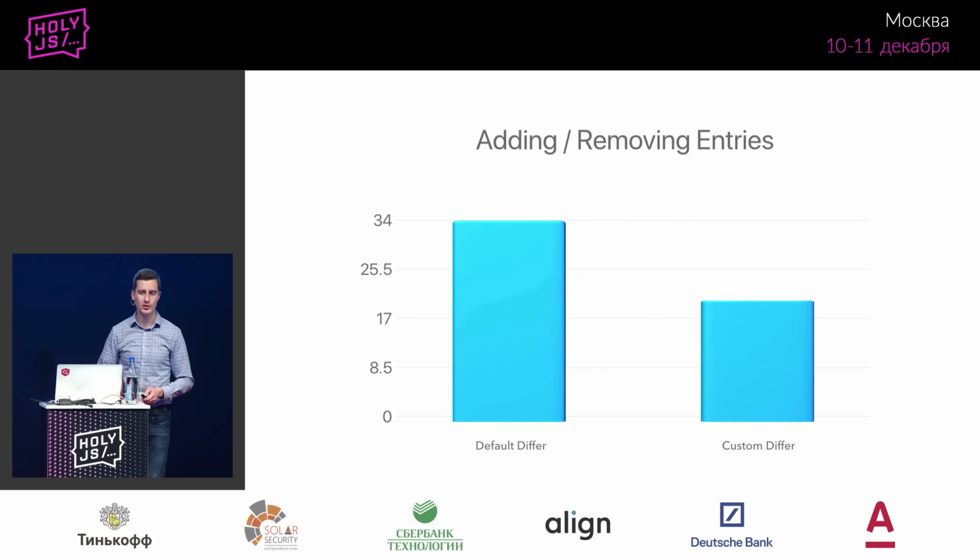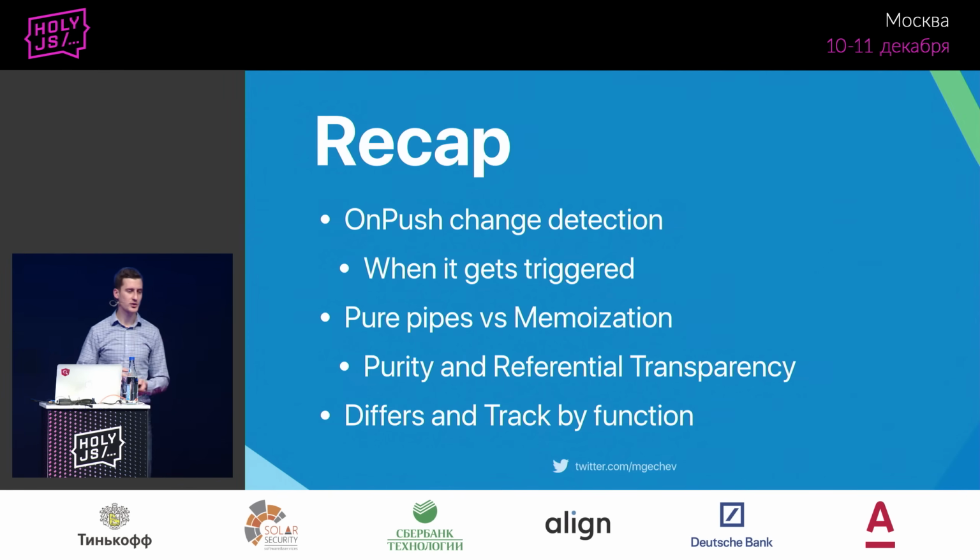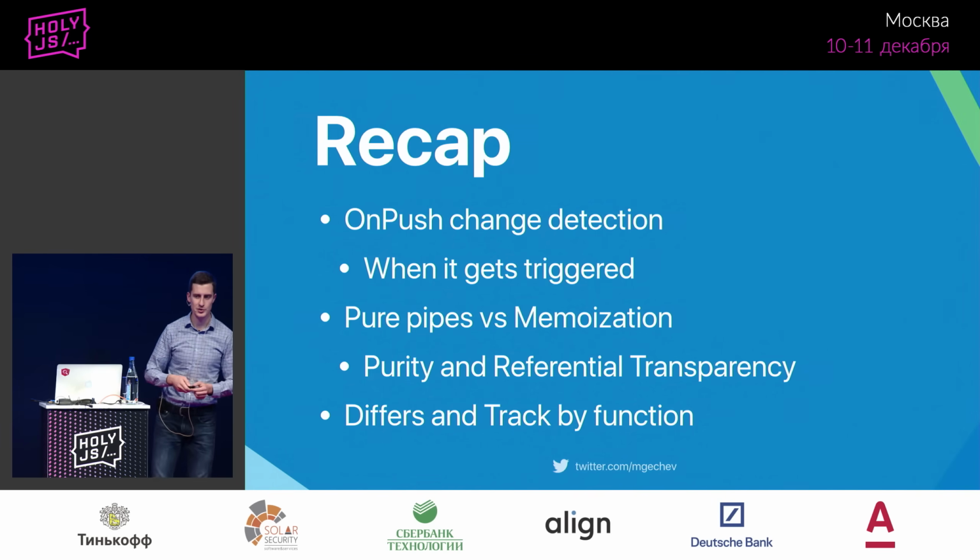So in recap, we can say that the on-push change detection strategy might not behave exactly the way that we expect every time, because it is going to trigger the change detection for a given component subtree, not only when the inputs of the given component change, but also when an event inside of this component happens. Also, we saw what the difference between pure pipes and memoization is, what the difference in the caching mechanism actually is, and how we can take advantage of pure pipes in order to improve the performance of our app. We explained also purity and referential transparency, which are two very common concepts from functional programming.